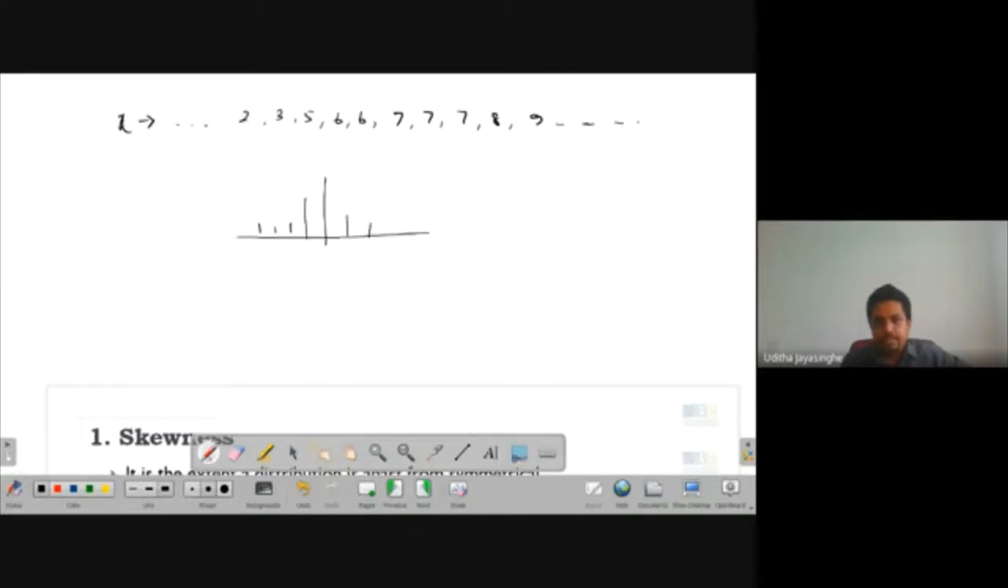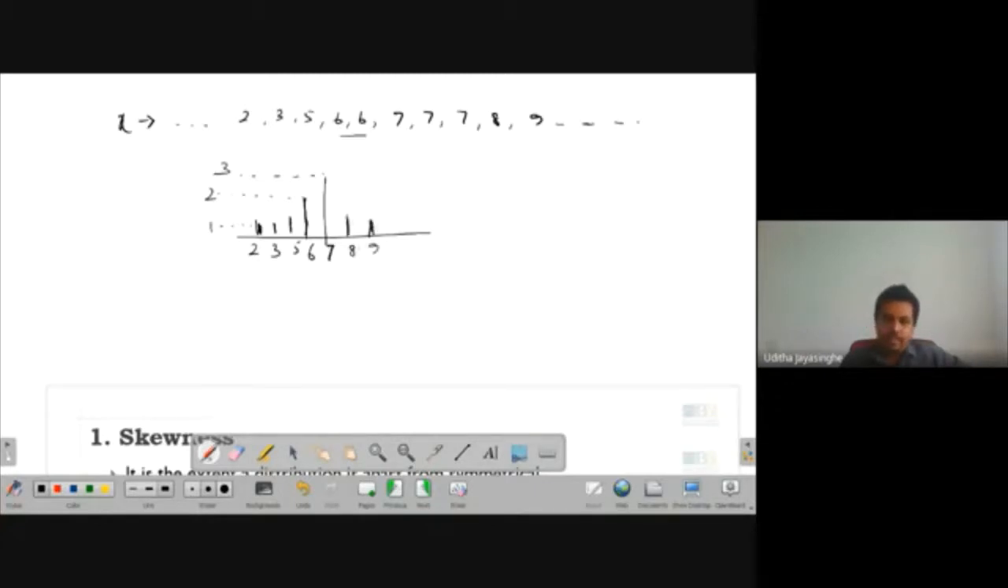What I have done here, this is 2, this is 3, the height is 1, this is 1, and I can see, okay, hold on, this is 5, and this is 6. Why I have drawn this 6 a bit taller is because I can see the frequency of 6 is 2. And about 7, I have drawn even higher. 8, again 1, 9, again 1.